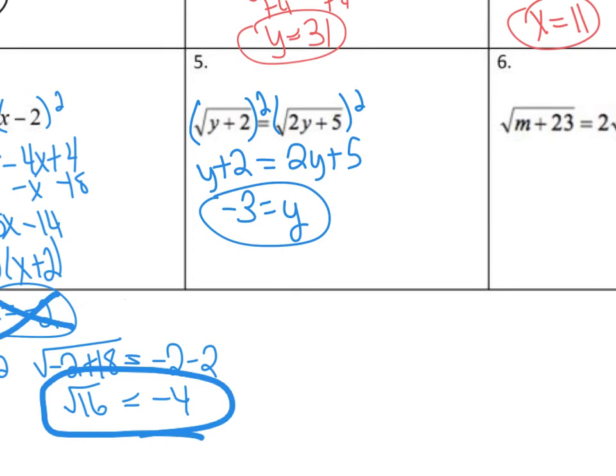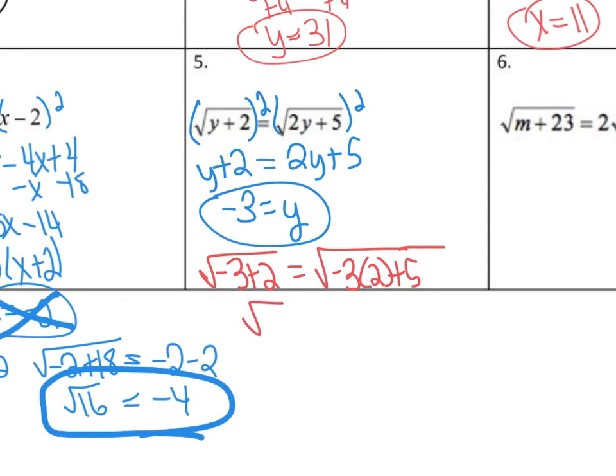If I check, I'm going to say that the square root of negative 3 plus 2 equals the square root of negative 3 times 2 plus 5. And I get the square root of negative 1 equals the square root of negative 1, which means we can have imaginary solutions. So we can say that the square root of negative 1 does equal the square root of negative 1. And so we'd have negative 3 equals y is our solution.